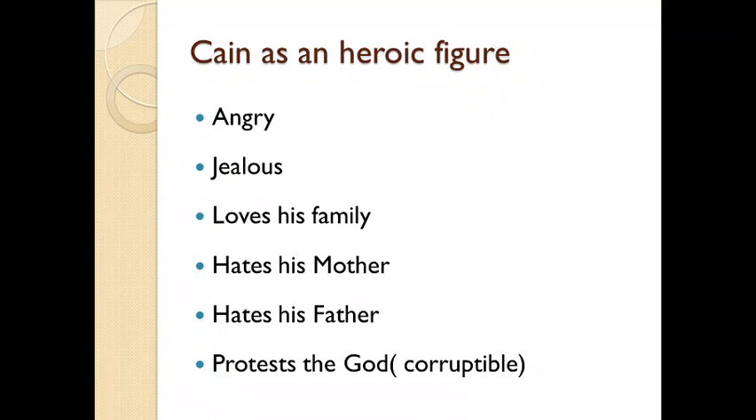I think you all made some notes about these headings. He's angry because his mother Eve ate from the tree of knowledge, and that's why they are not immortal now. Then he's jealous because God accepted Abel's sacrifice but not Cain's. He loves his family, his wife and son. He hates his mother because of the first sin, and he hates his father for not preventing this first sin. And he protests against God because he thinks that he is corruptible.